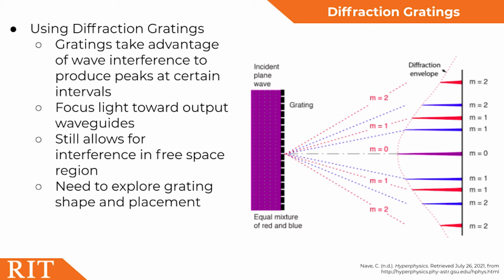So the potential idea is to use these diffraction gratings after the input waveguides to focus the light towards certain points. And hopefully those points are the output waveguides. So designing a diffraction grating that does that would still preserve the interference that happens in the free space region, but also prevent us from having to make massive tapers or make the device very tiny to just keep the transmission to anything reasonable. But I still have to explore the grating shapes and the placement.